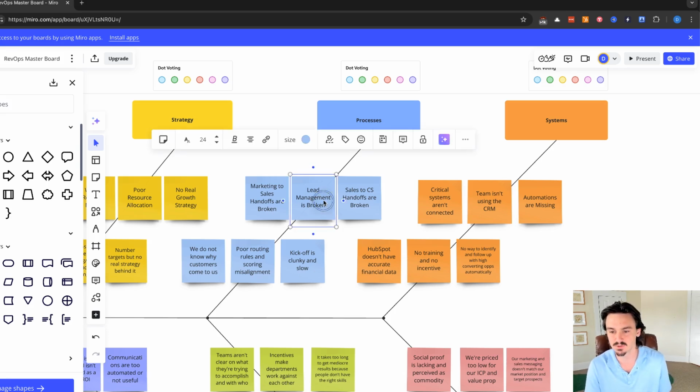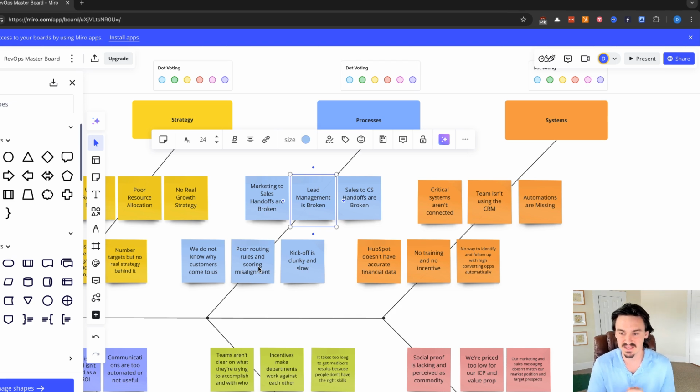Two, lead management is broken. So poor routing rules and scoring misalignment is a really common one that causes revenue leakage because leads are not being routed to the correct people, or scoring isn't aligned to what an MQL or SQL actually is.